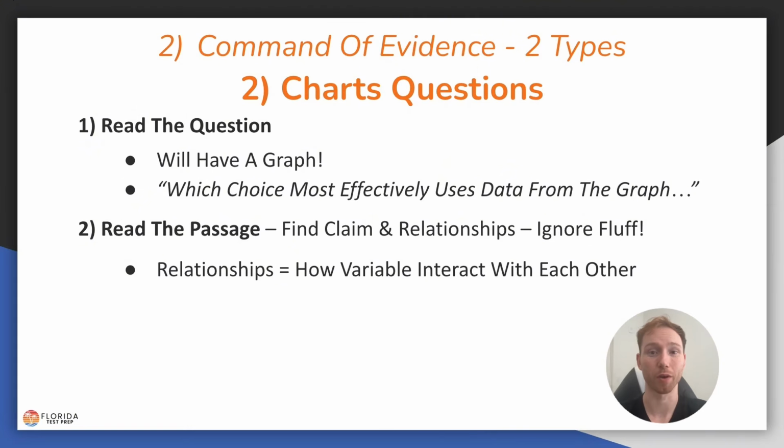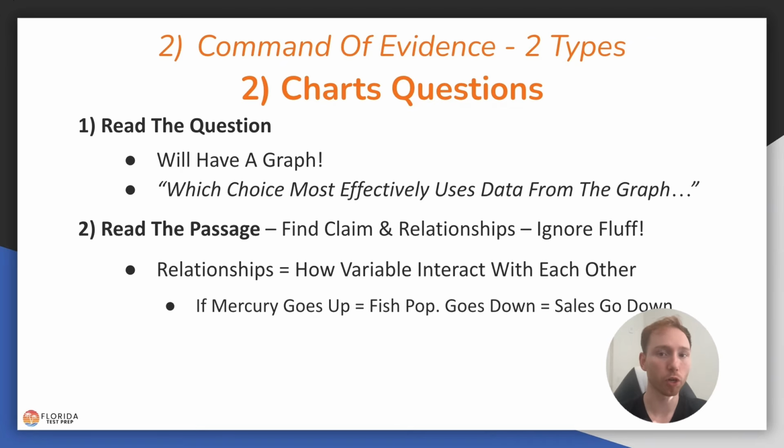These are often the variables that are shown in the chart or graph, and it'll talk about them in the passage. An example would be, hey, if mercury goes up in the river, the fish population is going to decline. And if the fish population declines, the fishermen can't sell fish, so sales will go down, and that means the country's GDP will go lower. And then you'll look into the chart and it'll have something along the relationship between mercury and country's GDP. And so finding that is incredibly helpful to understanding the graph and finding the correct answer.